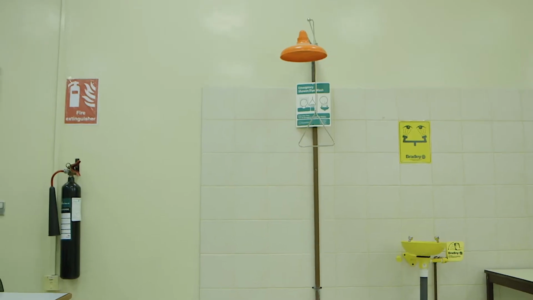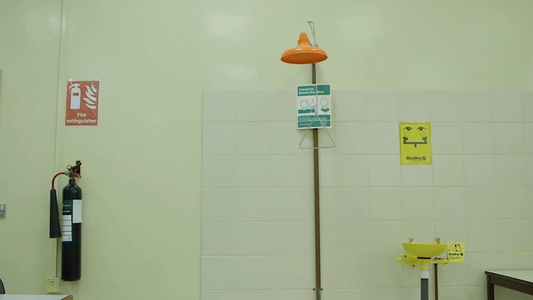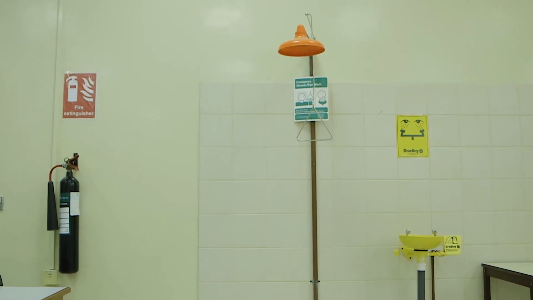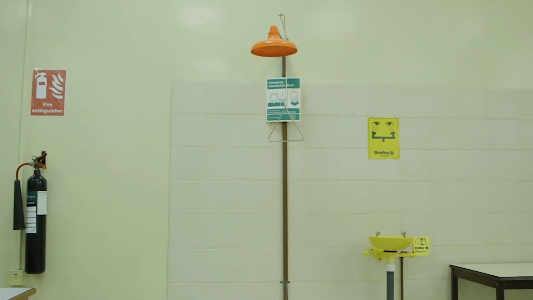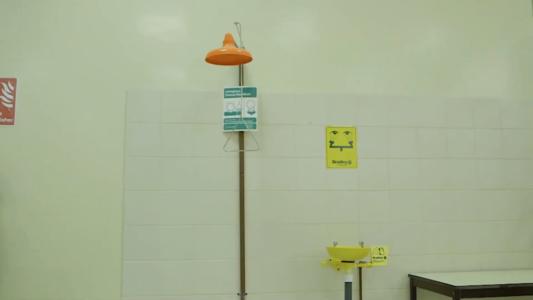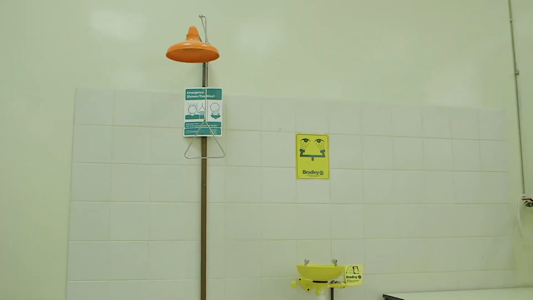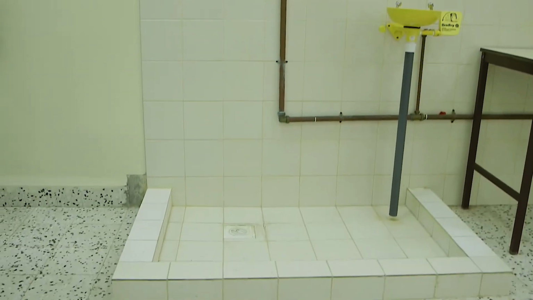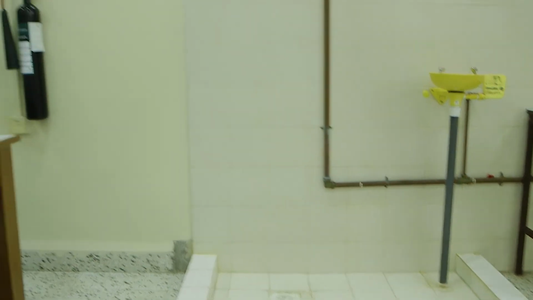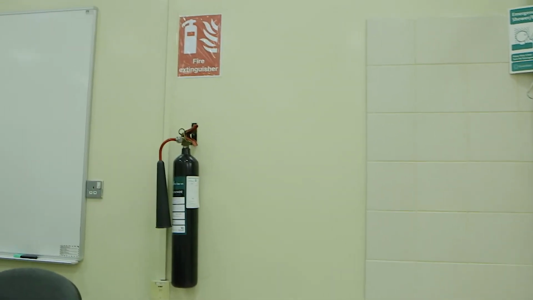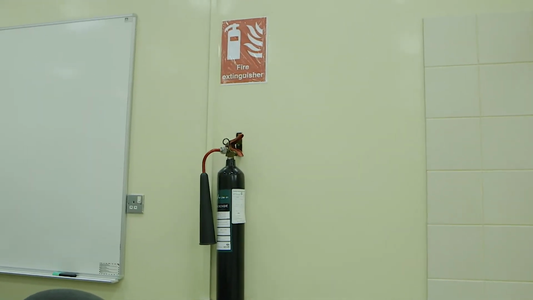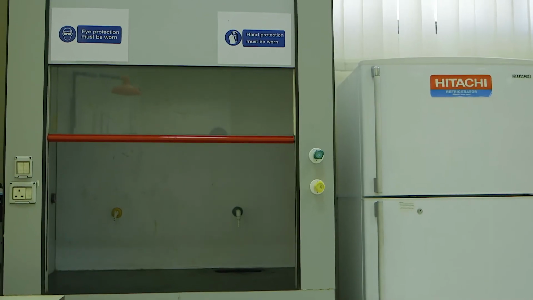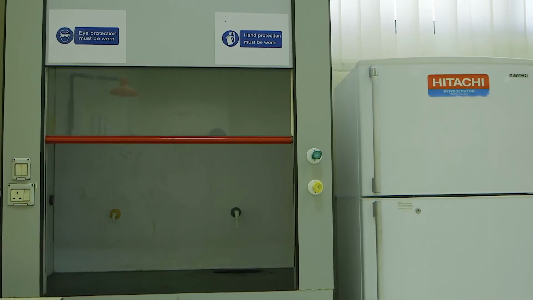This is safety corner. You can see emergency eye wash station. You can see the emergency shower as well. There is a fire extinguisher here. There is a fume hood here. It is used for all chemical handling.